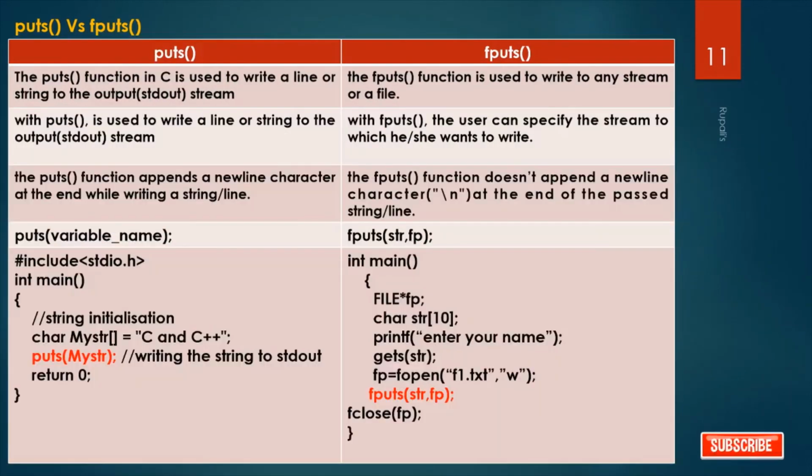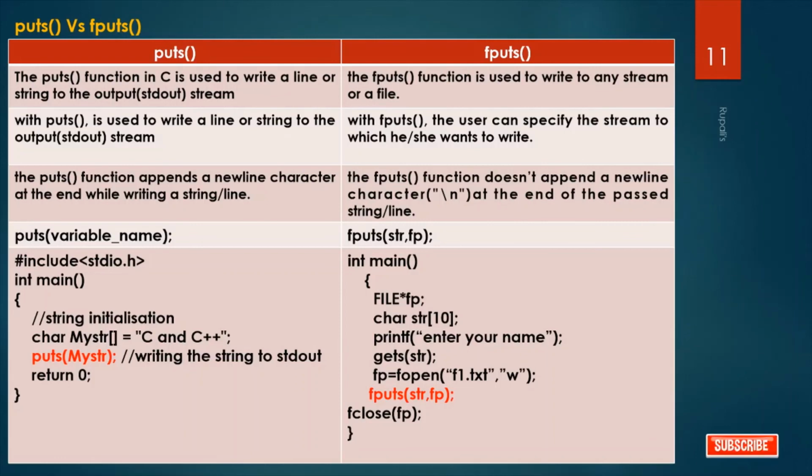The difference between puts and fputs. We already learned puts in our string chapter. So today we will learn what is the difference between puts and fputs. The puts function in C is used to write a line or string to the output screen. In case of fputs, the function is used to write to any stream or a file. So in this case, the user can specify the stream to which he or she wants to write.